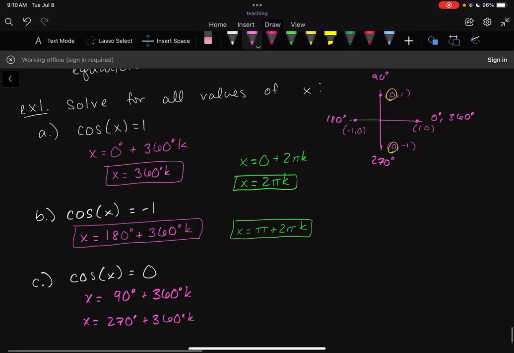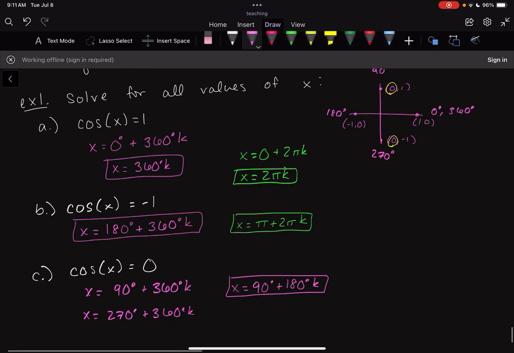So 90 and 270 are 180 degrees away from each other. So you can actually write this a little bit nicer and just say x equals 90 degrees plus 180 degrees k. Now, if you wrote it separately, like on a test or something, that's okay with me. It's not the best way to write the answer, but it's correct, so I don't mind. In radians, this would be pi over 2 plus pi k.